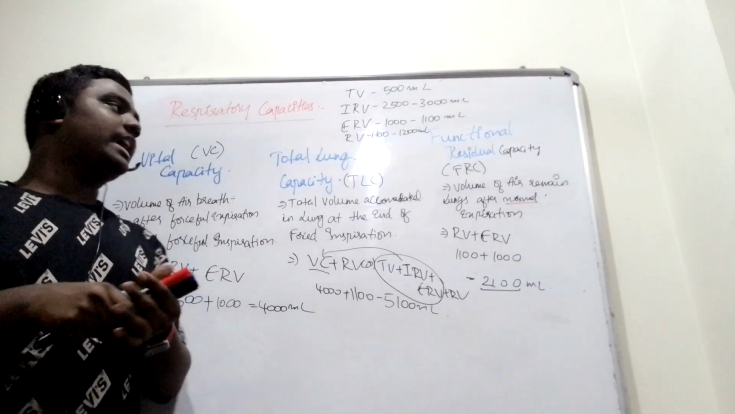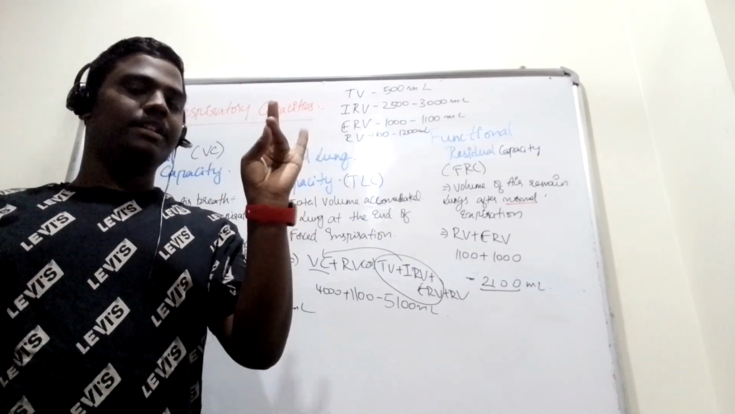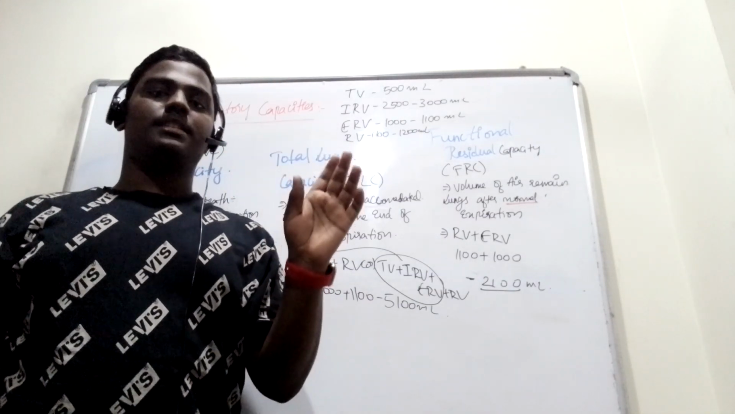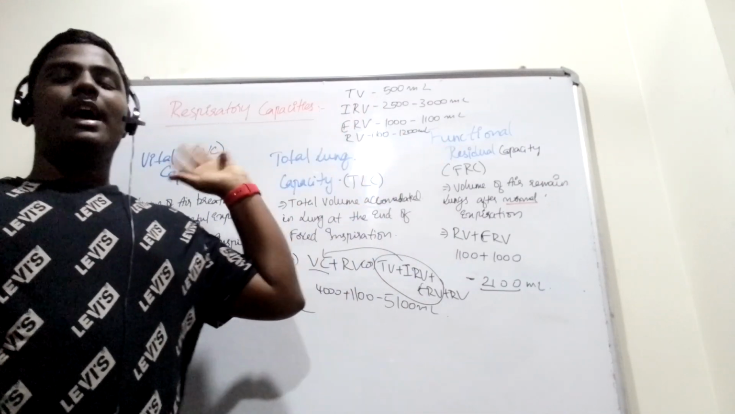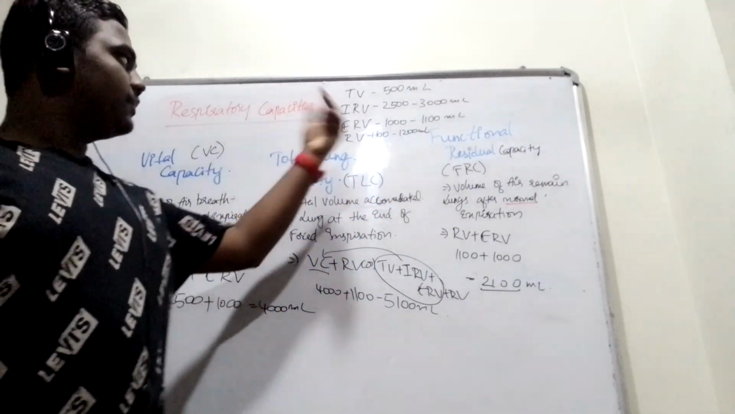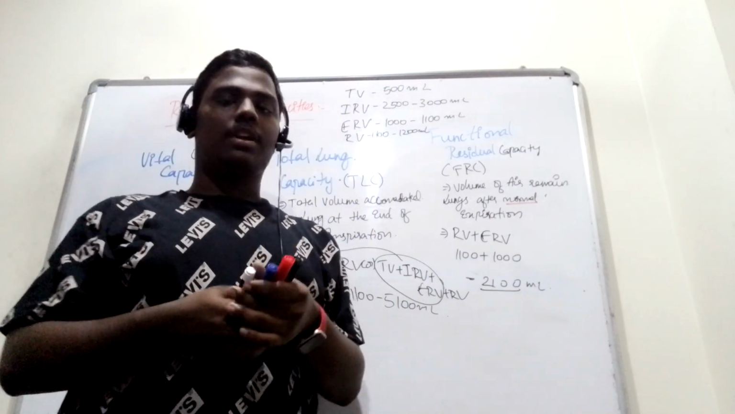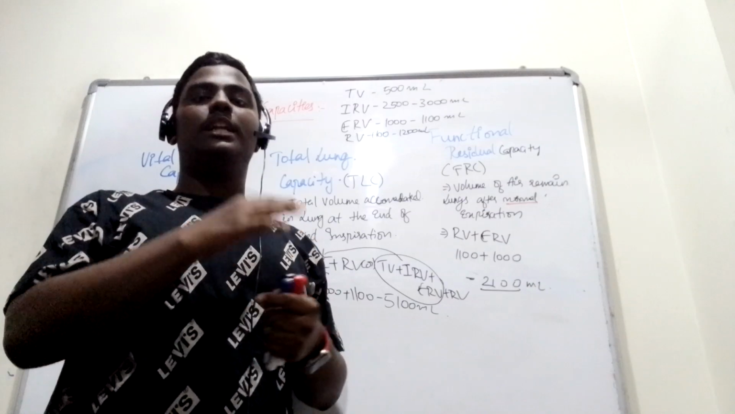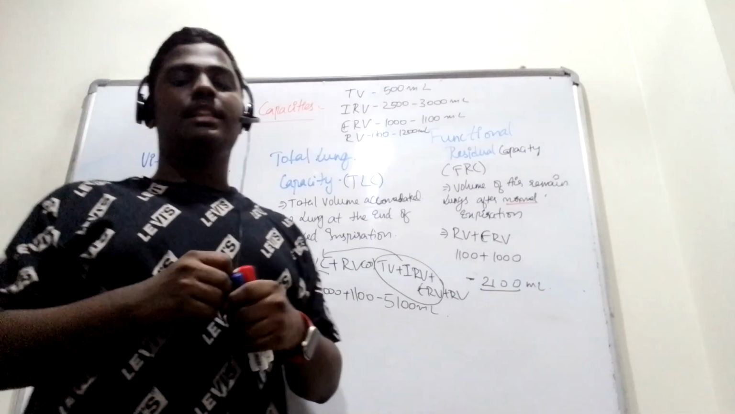So we had four different kinds of volumes: tidal volume, inspiratory reserve volume, expiratory reserve volume, and residual volume. And then we had five different kinds of capacities: inspiratory capacity, expiratory capacity, functional residual capacity, vital capacity and total lung capacity. If you want the video for the volumes, it is provided in the description box below. First watch that video and learn the volumes, then enter into the capacities. Without learning these volumes, you can't understand the capacities.